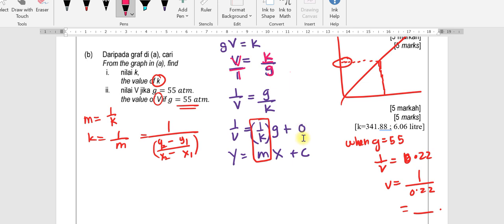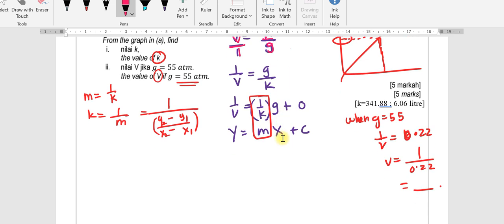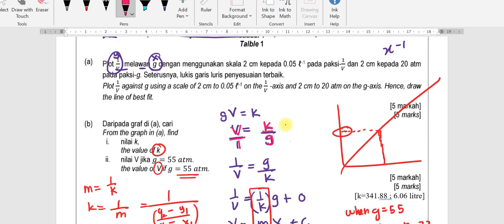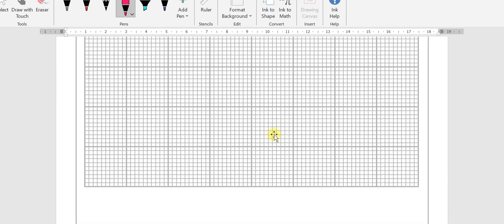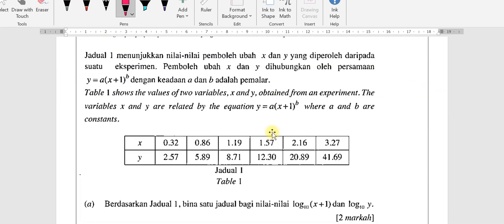So now you know the gradient is 1 over K, so K equals 1 over m. Substitute your m. Whatever y-intercept you get, you equate with 0, which means your graph is passing through the origin. Try this graph.